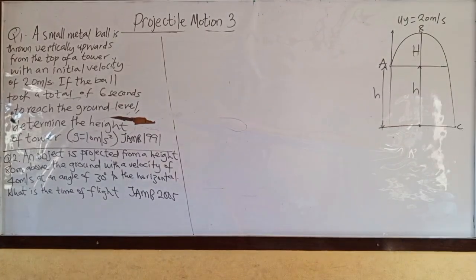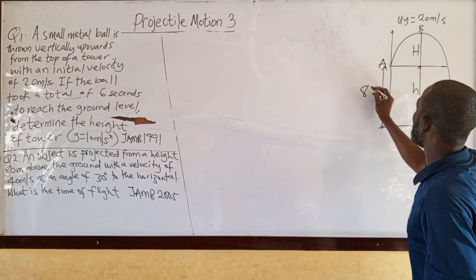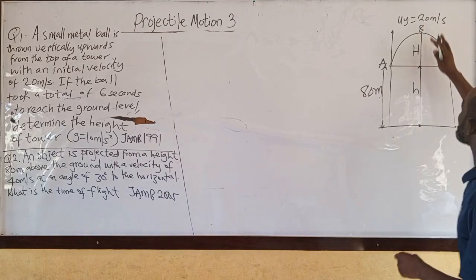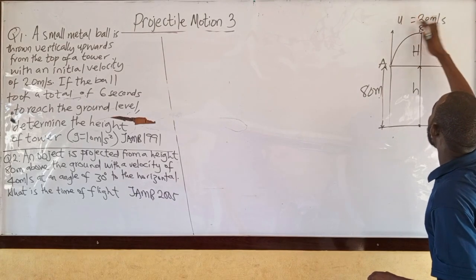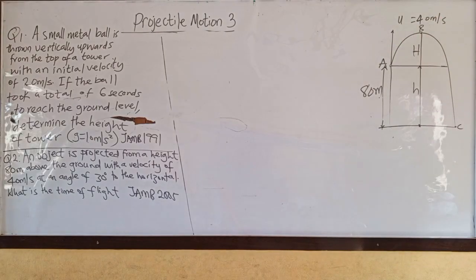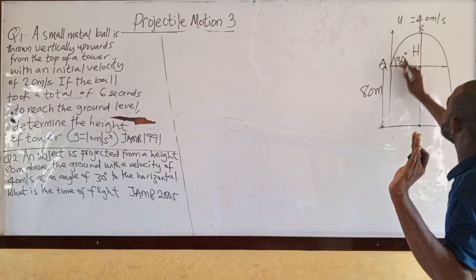Okay, so let's go here. Another object is projected from a height of 80 meters above the ground. So in this case, our h is given as 80. I'm supposed to use this diagram. Above the ground with a velocity of 40 meters per second, so this is our u. Our u is 40. What's the angle of inclination? Angle of 30 degrees.